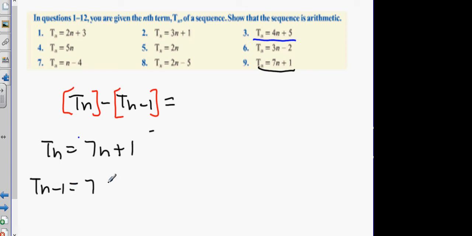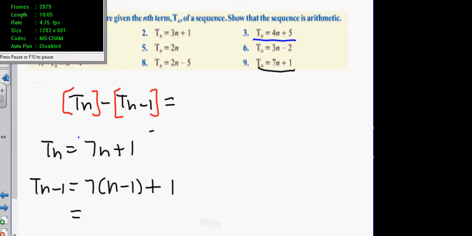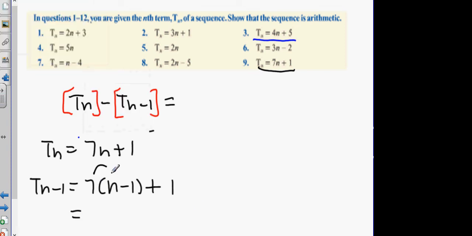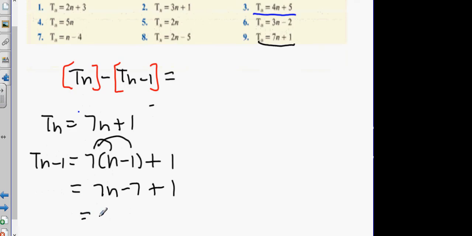So it's going to be 7 times n minus 1 plus 1. Okay? Then what you get here, so it's 7 multiplied by n multiplied by minus 1. So you get 7n minus 7 plus 1. Tn minus 1 therefore is 7n minus 6.